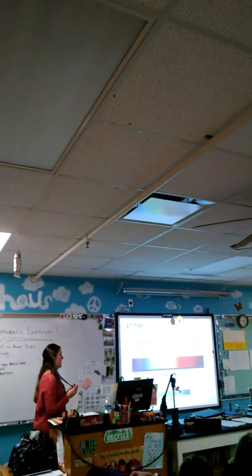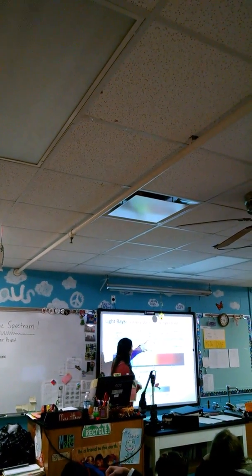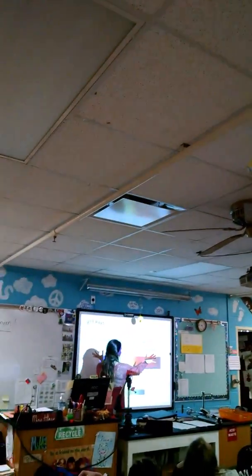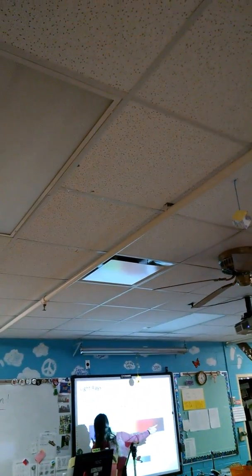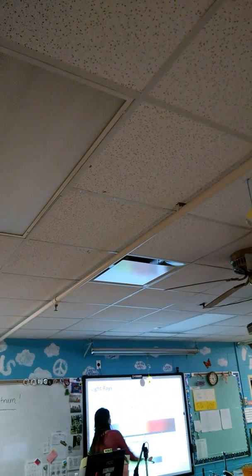Now we got light rays, which are the visible part of the spectrum. You want to notice too that it's a tiny part. That's the only part that we can see. Everything else, we need to have some type of instrument to see, even though they're always there. So this is all that we can see, is all the colors.